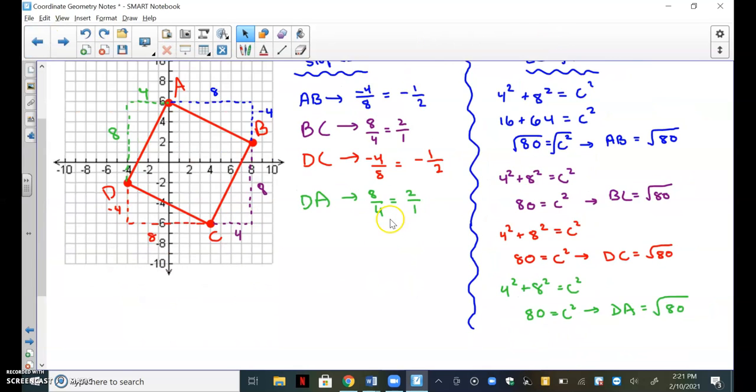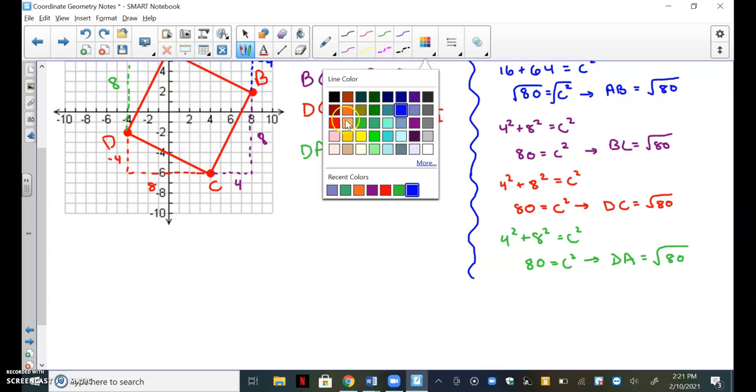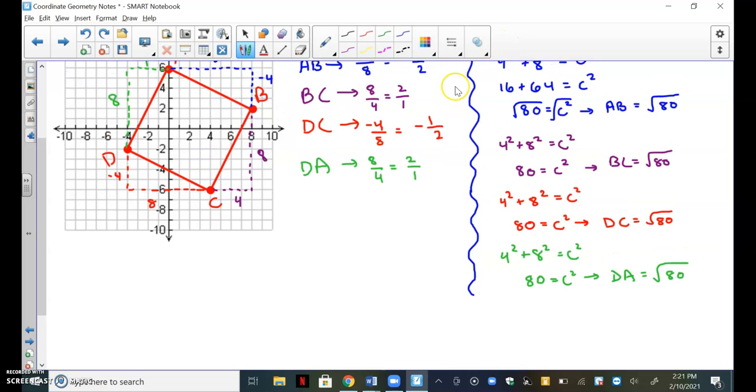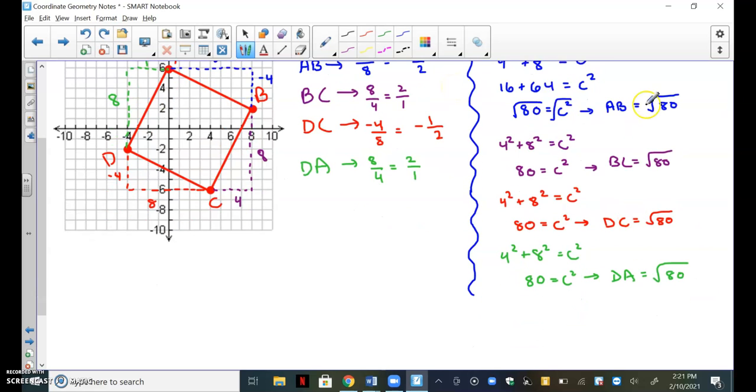All right. So now that we have done all that, sorry, there's a little glitch in the video here, we need to identify what shape it is for once and for all. So let's go take a look at all of our evidence and see if we can gather anything. So the first thing we want to notice is that there are 4 congruent sides. They are all the square root of 80. So we have 4 congruent sides.